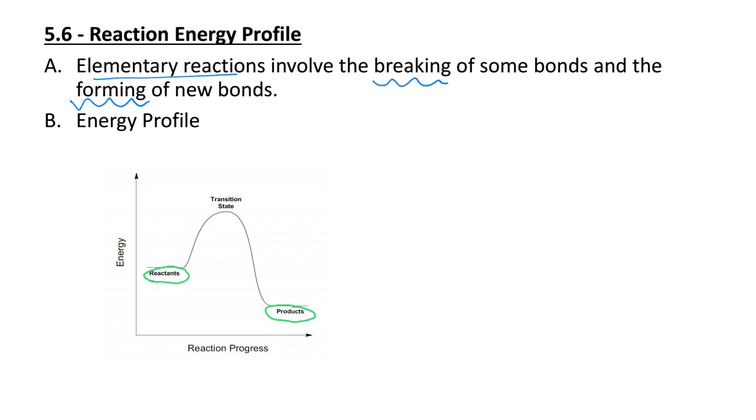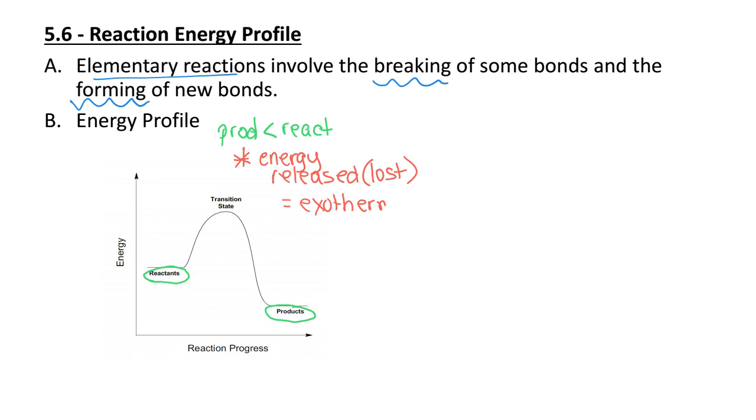So what you can notice from this graph is that my product energy is lower than my reactant energy. What that means is that in this particular reaction, energy is lost or energy is released. And if energy is released or lost, then that is an exothermic reaction.